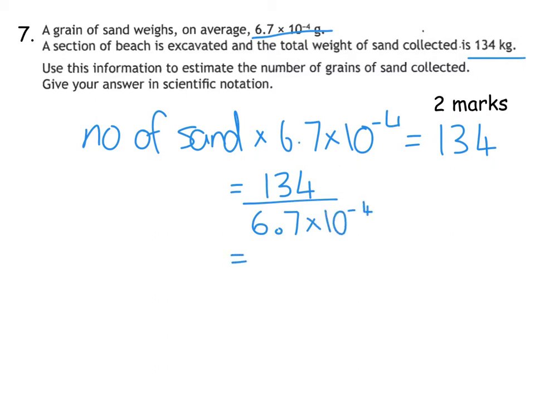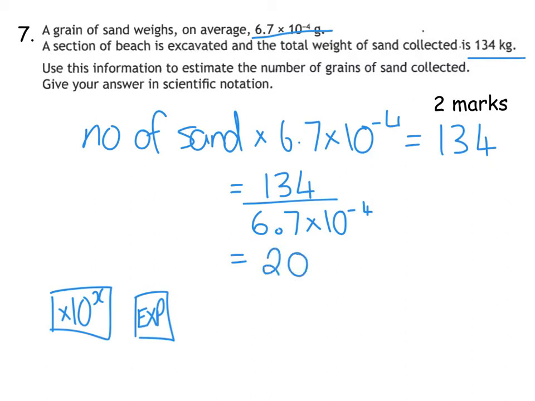Now, on your calculator, you should have a button that says times 10 to the x or a button that says EXP. That does the whole times 10 to the power bit. So I'm literally typing in 134 divided by 6.7, pressing that button and typing in negative 4. And the calculator gives me 2 with 5 zeros. The alternative is you could think of that as 134 divided by 0.00067 and actually put the number back into full and do it that way. That will give you the same answer.